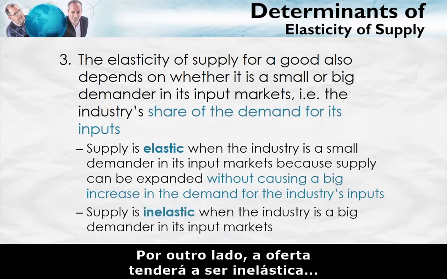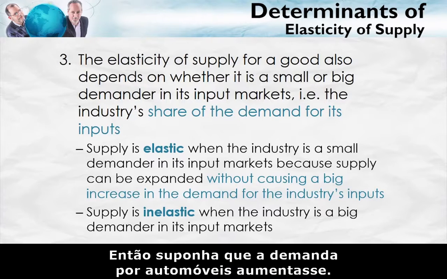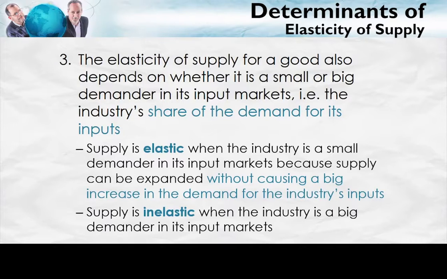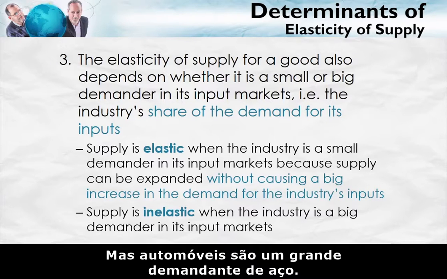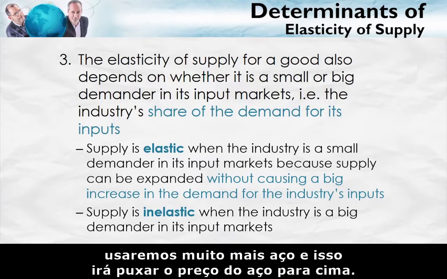On the other hand, supply will tend to be inelastic when the industry is a big demander in its input markets. So again, suppose that the demand for automobiles were to increase. In order to expand the supply of automobiles, we need more steel. But automobiles are a big demander of steel. So when we want to increase the supply of automobiles, we're going to use a lot more steel. That's going to push up the price of steel.